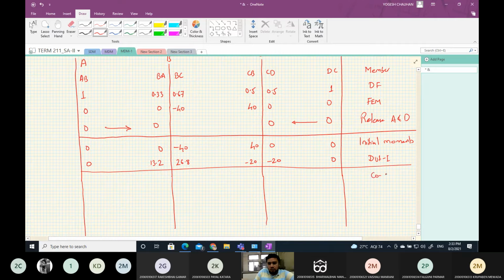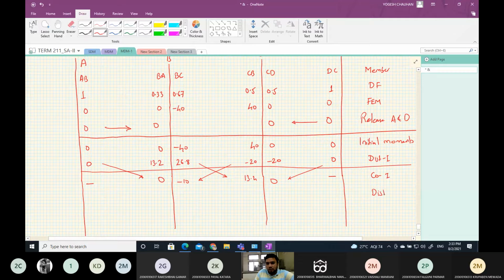Now we carry over. Now this will be carried forward here. Now this cannot be carried forward here because it is already being released. This cannot be carried forward here because it is released. This will be carried forward here, 0. Half of this will be carried forward here, minus 10. Half of this will be carried forward here, 13.4. Okay. So now still we have unbalanced moment of minus 10 here and 13.4 here.